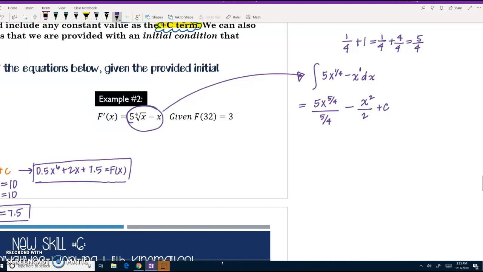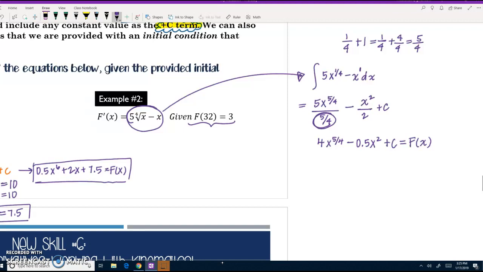And then I do want to make that look a little bit nicer. So when I do that, if I'm dividing by 5/4, that's the same thing as multiplying by 4/5, which means my 5's would cancel, and I'd be left with 4 x to the 5/4 minus 0.5 x squared plus a constant. So I'm saying that's my original function that I started out with. So at this point, what I would go ahead to check from this initial condition is if I plug in 32, I'm going to get out 3.